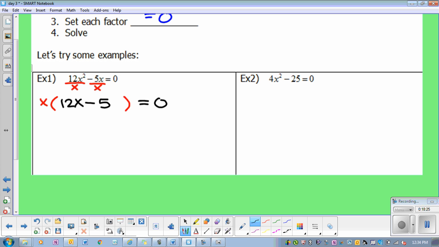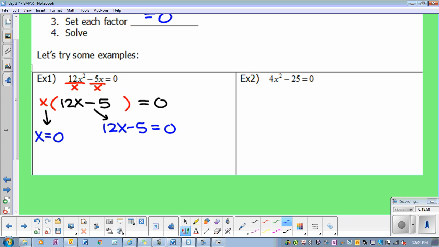Now, we're done factoring, right? Because can you factor anything inside the parentheses? No, right? So you're done. So now, you need to set every single factor equal to 0. I like to call these little mini equations. This x that's out here gets set equal to 0. And then this 12x minus 5 gets set equal to 0. And then we just solve for x.